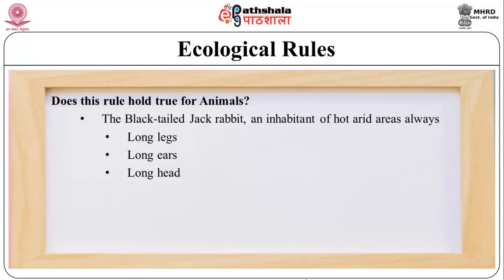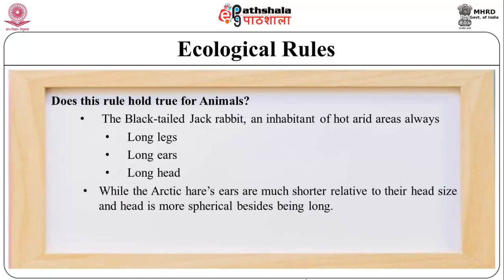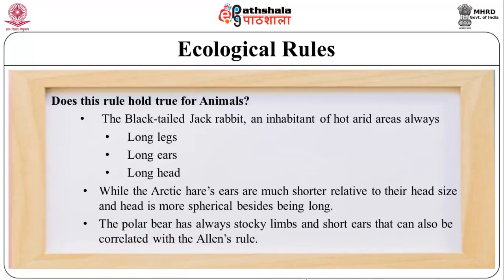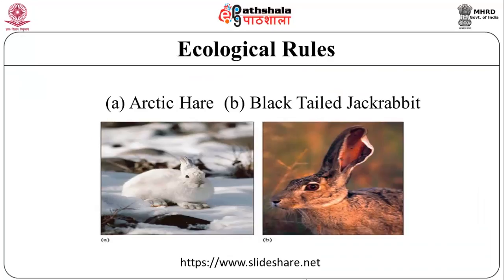The black-tailed jackrabbit, an inhabitant of hot arid areas, always has longer legs, long ears and a long head, while the Arctic hare's ears are much shorter relative to its head size and its head is more spherical besides being long. The polar bear always has stocky limbs and short ears that can also be correlated with Allen's rule. The figure shows the Arctic rabbit and the black-tailed jackrabbit.